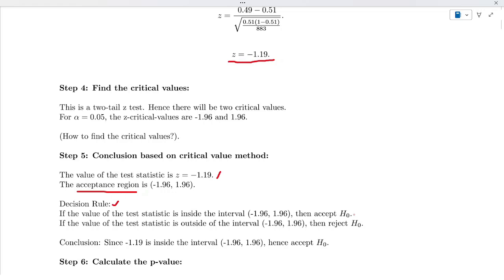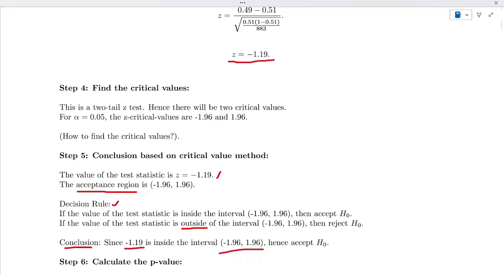If the test statistic is outside of this interval, then we have to reject the H naught, because whatever value is outside of this interval is the rejection region. Now, what is our conclusion? We can see that the test statistic value minus 1.19 is inside this interval, right? Hence, this is in the acceptance region, so we have to accept H naught. So, based on the critical value method, we have drawn the conclusion that the null hypothesis is accepted.